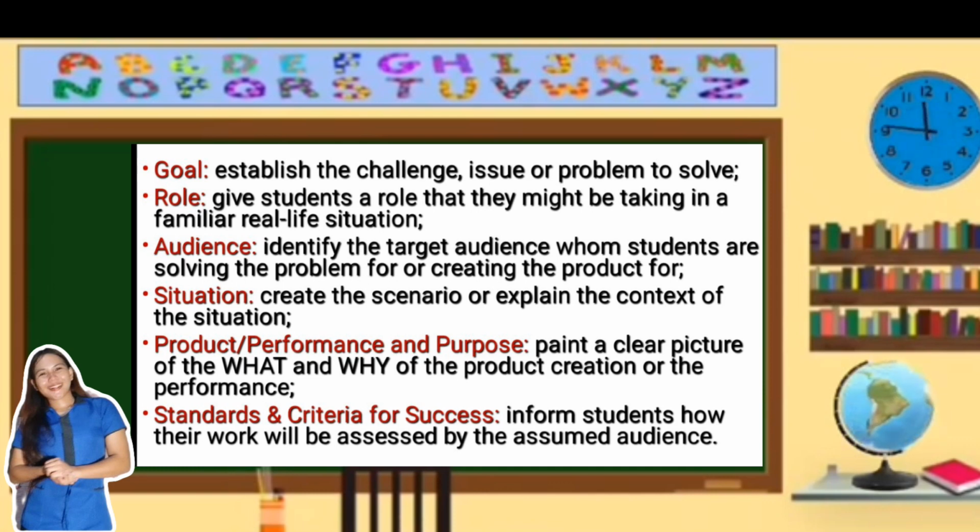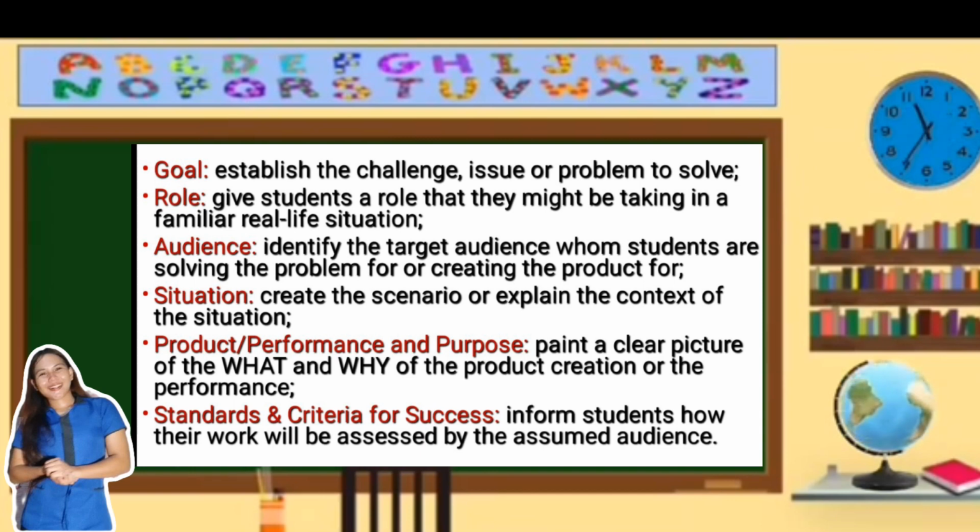First is the goal. Goal means to establish the challenge, issue, or problem to solve. Next is the role. Role means give students a role that they might be taking in a familiar real-life situation. Next is the audience. Audience is to identify the target audience whom students are solving the problem for or creating the product for. Next is situation.